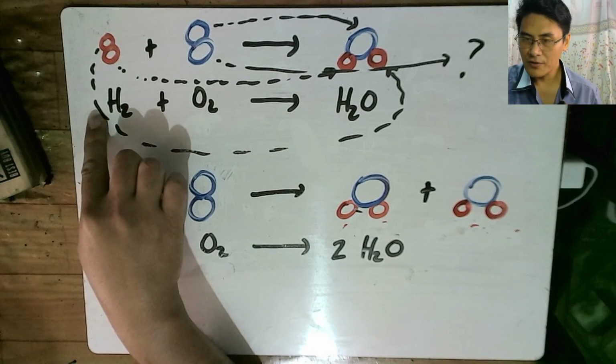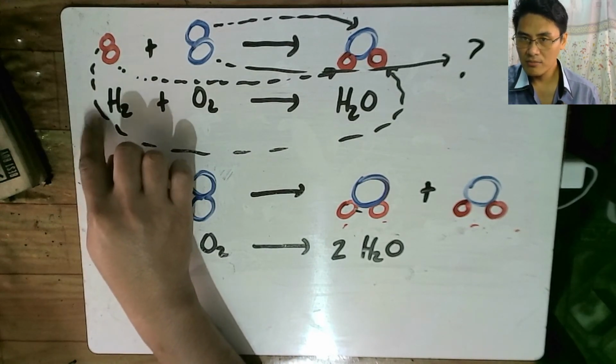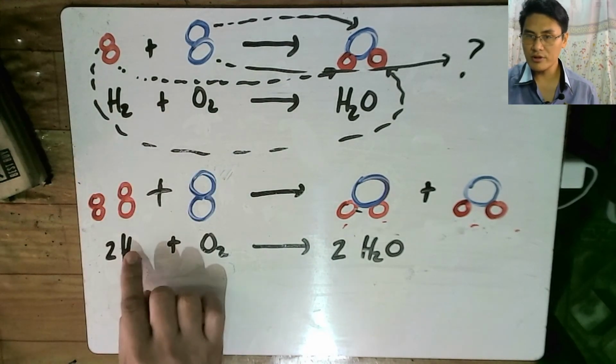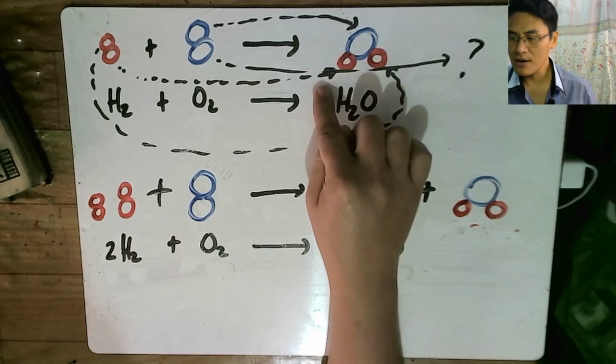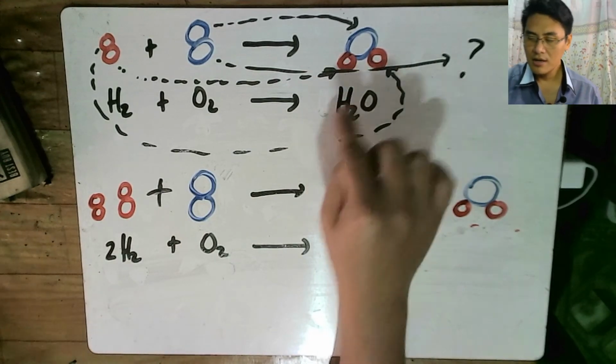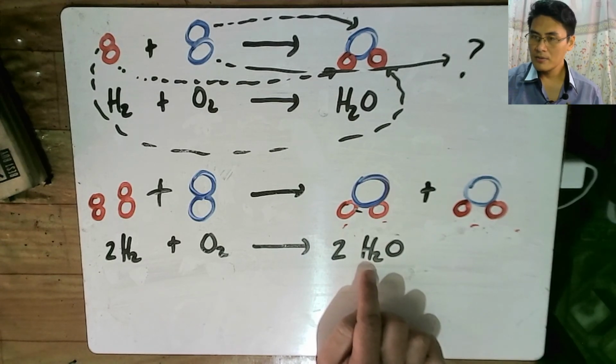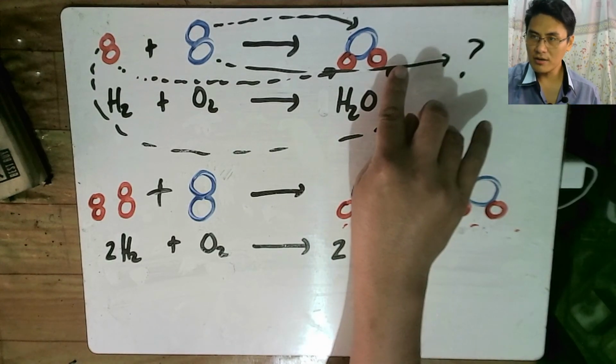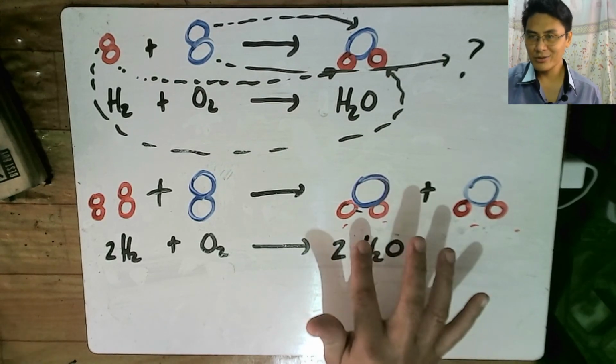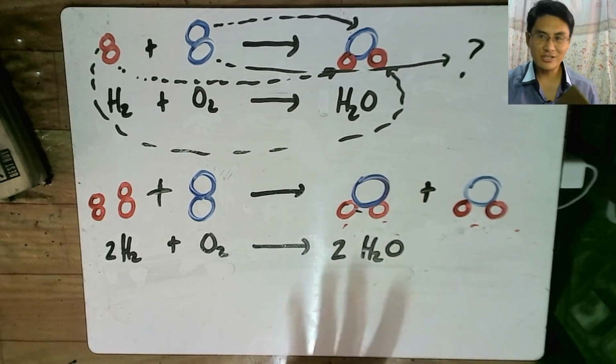So here, the coefficient was 1 molecule of H2. Now it becomes 2 molecules of H2. Here, the coefficient is 1 molecule of water. Now we have changed it to 2 molecules of water. And that's fine because 1 molecule of water is just water, just like 2 molecules of water. So we are not changing the product.